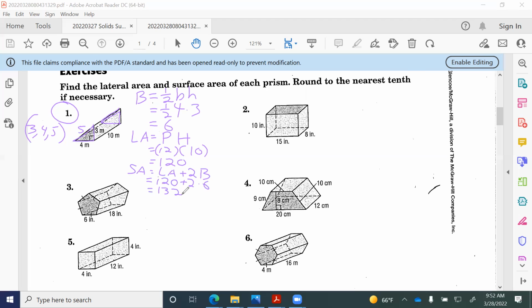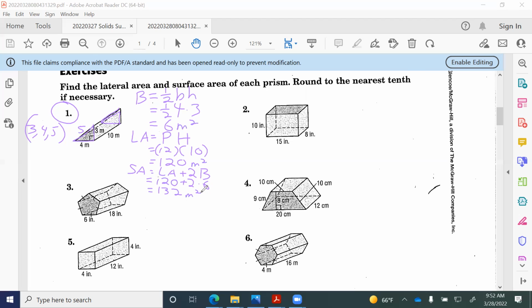So all 3 of these values, whether we're doing area of the base, we had meters for all these single dimensional measurements. So the base will be in meters squared, so 6 meters squared. The lateral area, which was 120, will be 120 meters squared. And then the surface area will also be 132 meters squared. Always include your units as part of your final answer. Any questions on that first one?